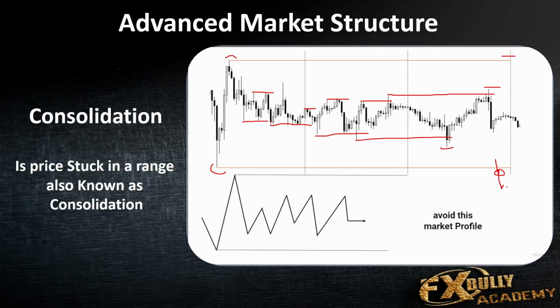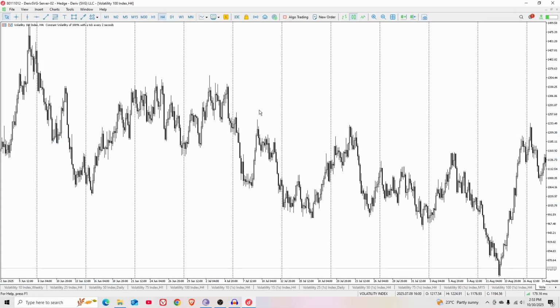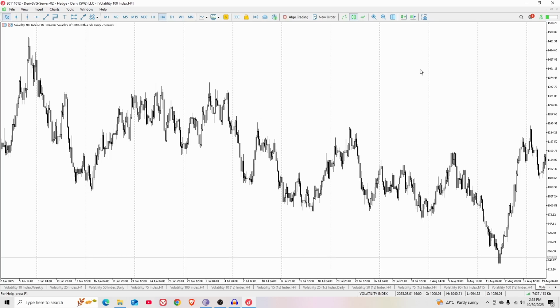So let us go to the charts and see some of this playing out. We are going to take a look at our examples. We're looking at Volatility 100. This is the 4-hour chart. So we're going to look at our basic structure, combining it with our advanced structure. And then we're going to map the structure. We took out a low right here.